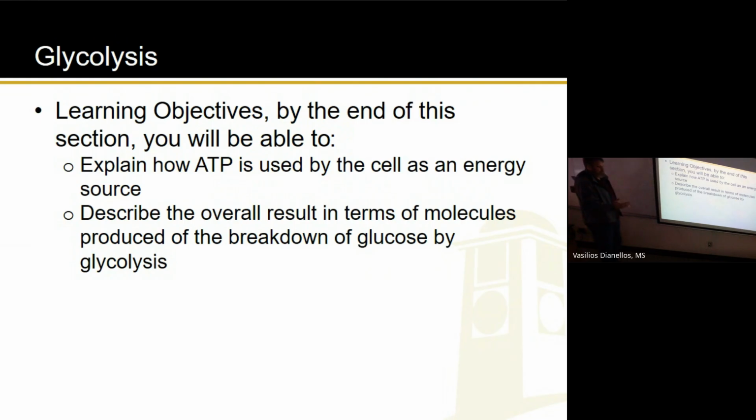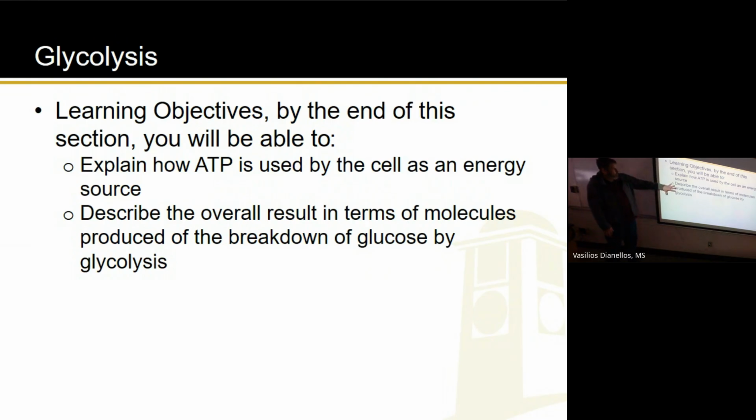ATP is used by cells. That's our primary source of energy. And then, yes, you should be able to explain how it's used, but more importantly, the fact that ATP is used as energy. And then you should be able to describe the overall result in terms of molecules produced of the breakdown of glucose by glycolysis. So in other words, and you're going to see this in writing again here soon.